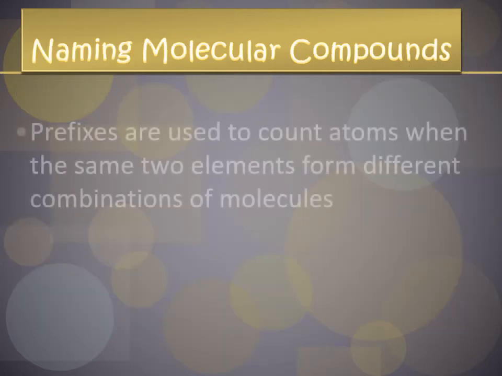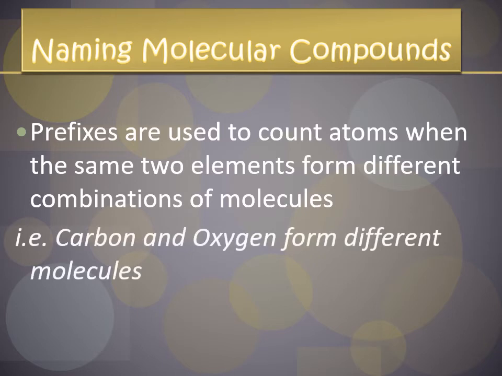So how do we name molecular compounds? I actually think that naming molecular compounds or covalent compounds, we use those terms interchangeably, is a lot easier than naming ionic compounds because we use prefixes, and prefixes are words in front of a word that indicate the number of atoms that the compound contains.